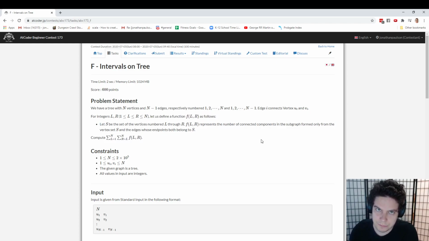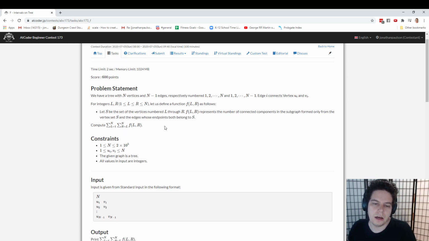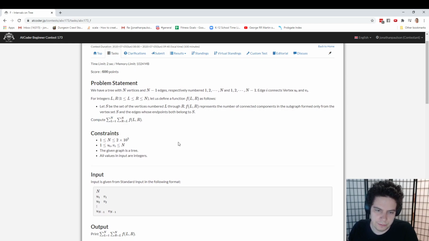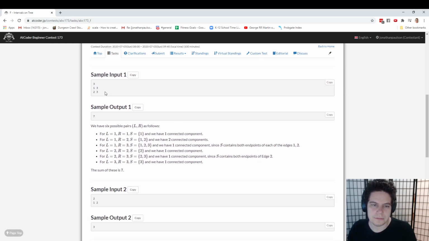If you just take the subtree with those vertices and the edges between them, we want the sum of the number of components across all possible intervals. In this example, we have a length 3 tree, a simple path, with 3 in the middle, 1 and 2 on the edges. And the answer is 7.